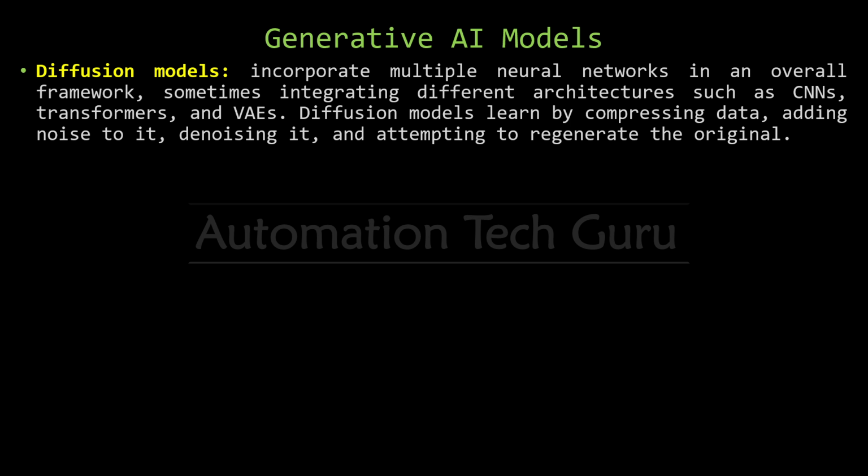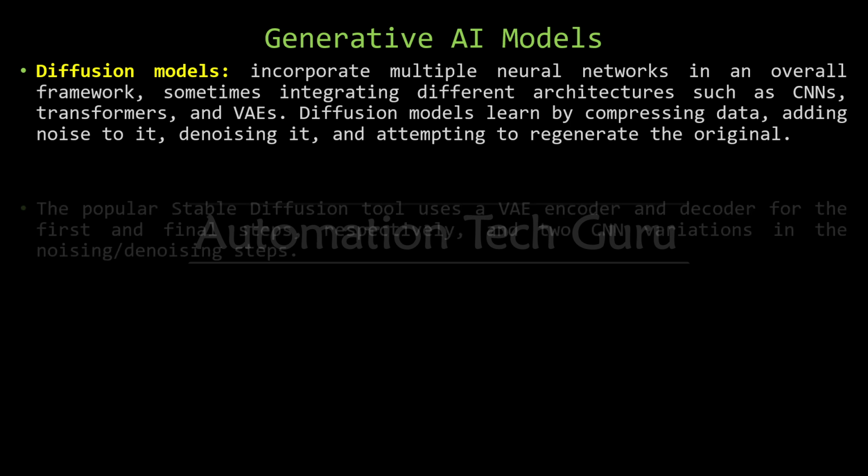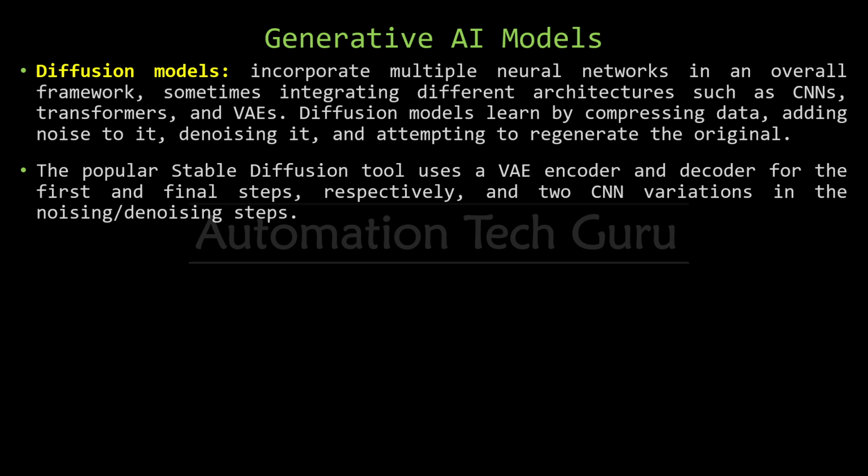Diffusion models incorporate multiple neural networks in an overall framework, sometimes integrating different architectures such as CNNs, transformers, and VAEs. Diffusion models learn by compressing data, adding noise to it, denoising it, and attempting to regenerate the original. The popular Stable Diffusion tool uses a VAE encoder and decoder for the first and final steps repeatedly, and two CNN variations in the noising and denoising steps.